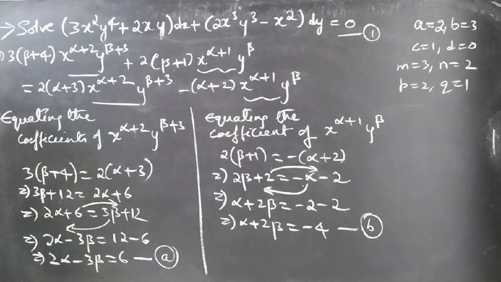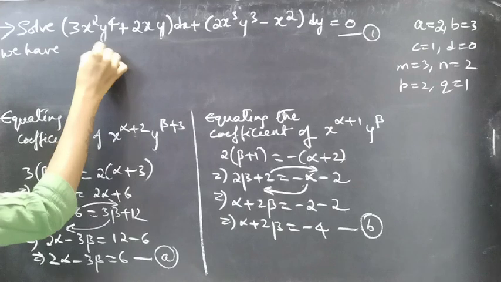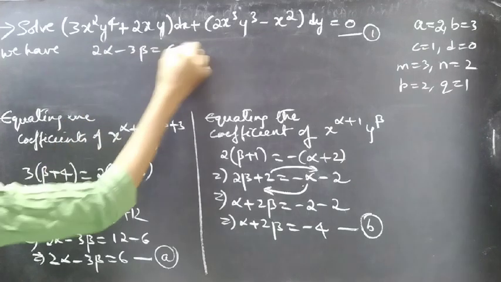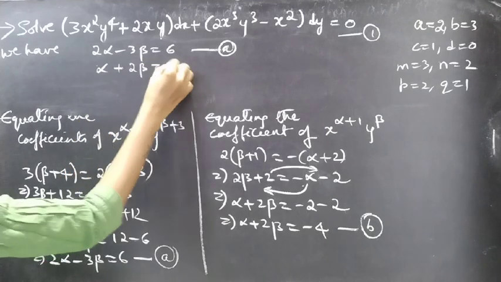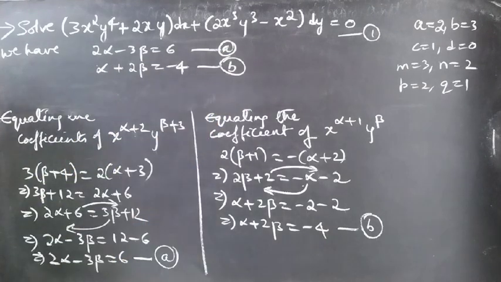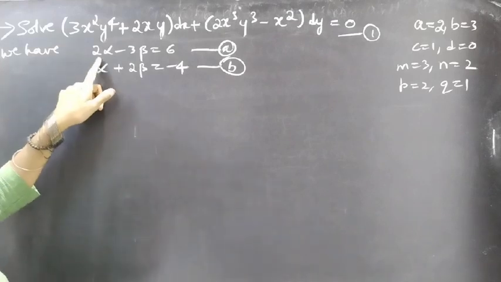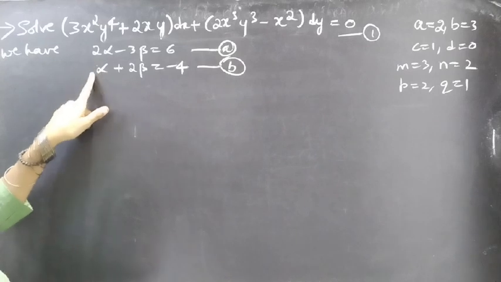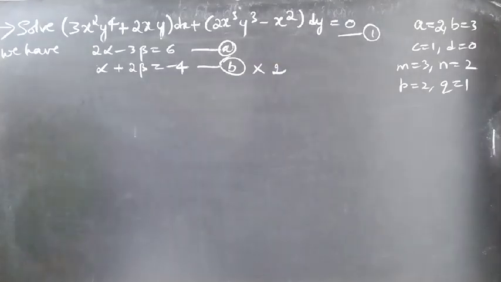Let's see that. We have equation A, 2α minus 3β equal to 6, and equation B, α+2β equal to minus 4. Now we need to solve A and B, right? So here I'll try to cancel the terms involving α. If you compare these two, here you're having 2α and here you're having α, so you need a 2 here. What we'll do is multiply equation B by 2.